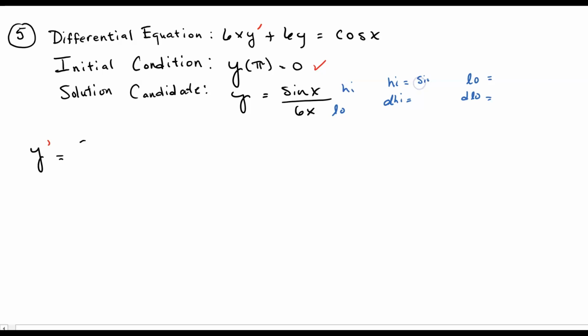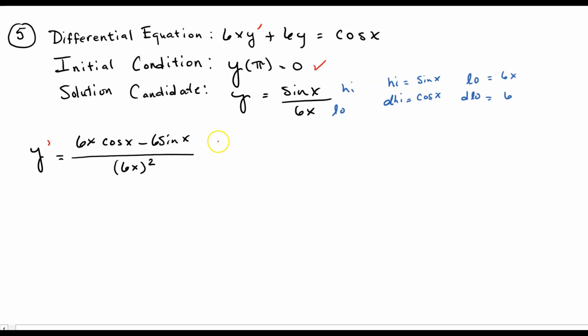High was sine of x, and so d high, the derivative of the top, or the numerator, is cosine. Low, which is the denominator, is 6x, and d low, the derivative of the bottom, or denominator rather, is just 6. So low d high, we would say in this case, 6x cosine x minus high d low, which is sine x multiplied by 6, all over low low, the denominator squared, 6x quantity squared.